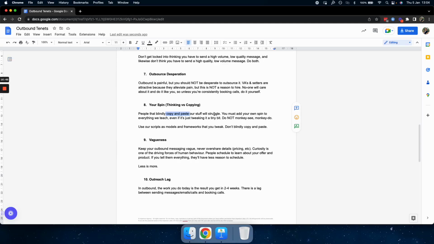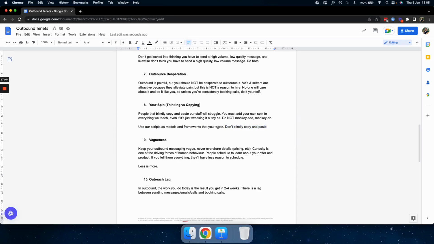So you must add your own spin to everything we teach, even if it's just tweaking it a tiny bit. Do not monkey see, monkey do, right? You're a human being with billions of neurons and a brain. You are not a monkey. So use your brain and your neurons to tweak things. You can use our scripts as models and frameworks, but just don't blindly copy and paste, right?